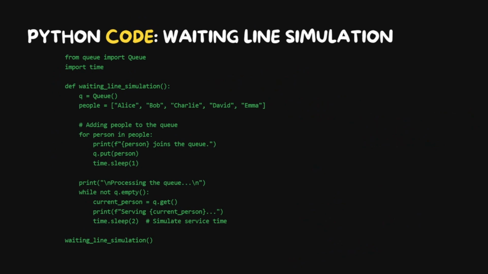Let's see the expected output. This is the expected output, and that's how a waiting line works using queues.